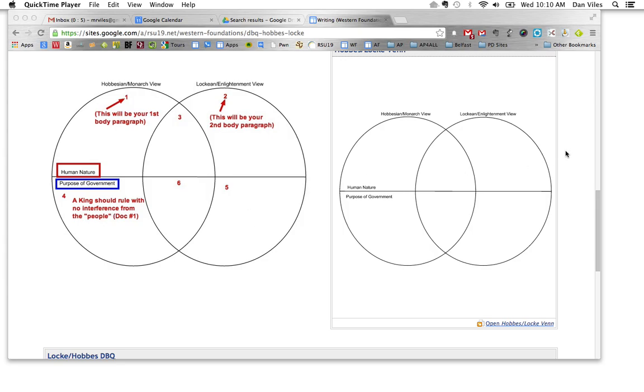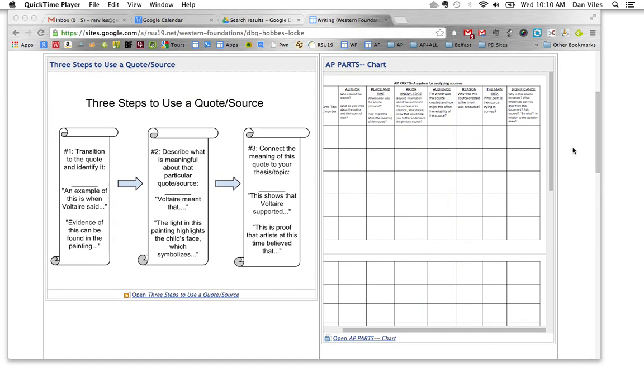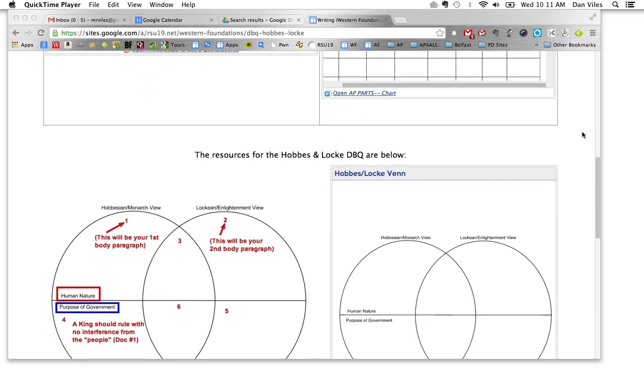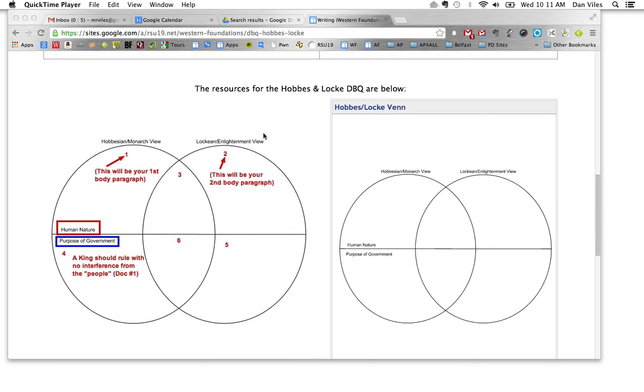Now, the first document from King James, as we said up here, the main idea might be something like that the king should rule without interference from the people, that the people or parliament should stay out of the king's business. If we come down here, the way to plot that would be to think to ourselves, okay, is that a Hobbesian or a Lockean view? Well, pro-king and the people should be quiet is very Hobbesian. Now, is that a view about human nature, primarily? Or is that a view about the purpose of government, primarily? Well, you see here, we'll put it in under purpose of government.